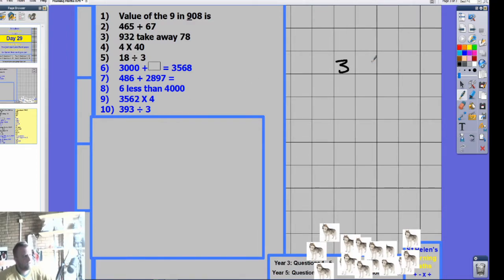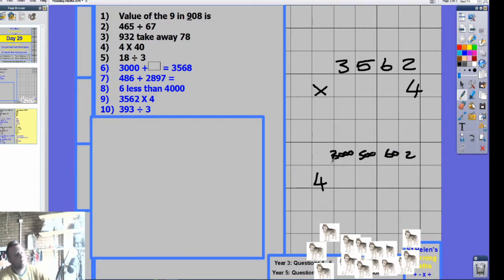Simple multiplication. Use your methods to do it. You can use the grid method or you can use the column method. I'm going to do both. Okay, so I'm going to put 4 in there, 3,000 in there, 500 in there, 60 in there, and 2 in there. And then I'm going to put calculations in each one. I'll just do this one over here.